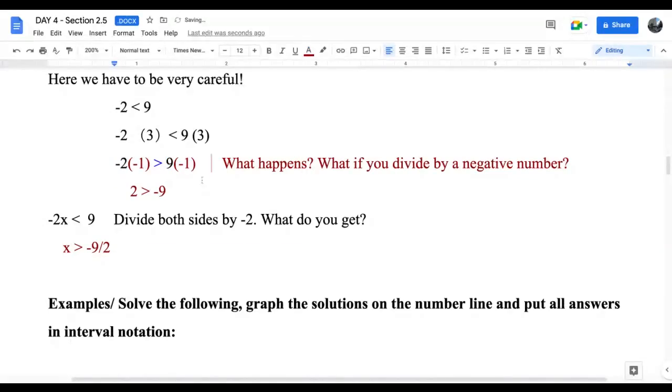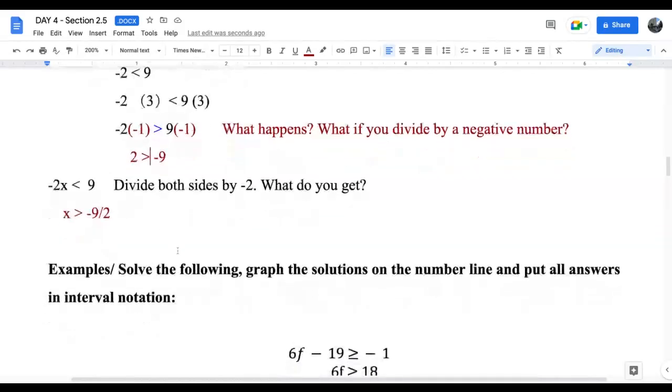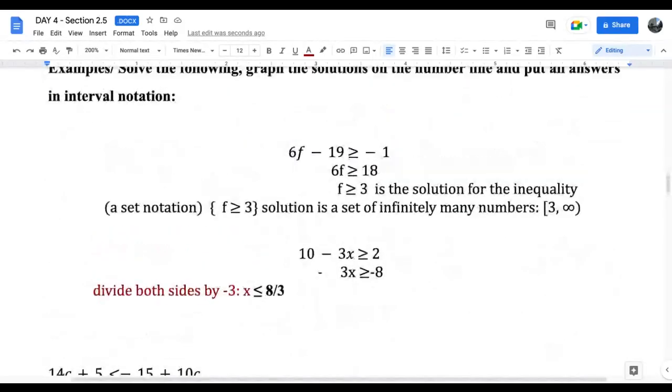That requires a change in sign. So if we multiply -1 on both sides, if we don't change the sign, less than, we see the left-hand side becomes +2, the right-hand side becomes -9. So +2 less than -9, that doesn't make sense. So that requires us to switch the less than sign to be a greater than sign. So that's the only difference between solving equalities and inequalities. Only when we divide or multiply by a negative number, we switch the sign. That's the only difference.